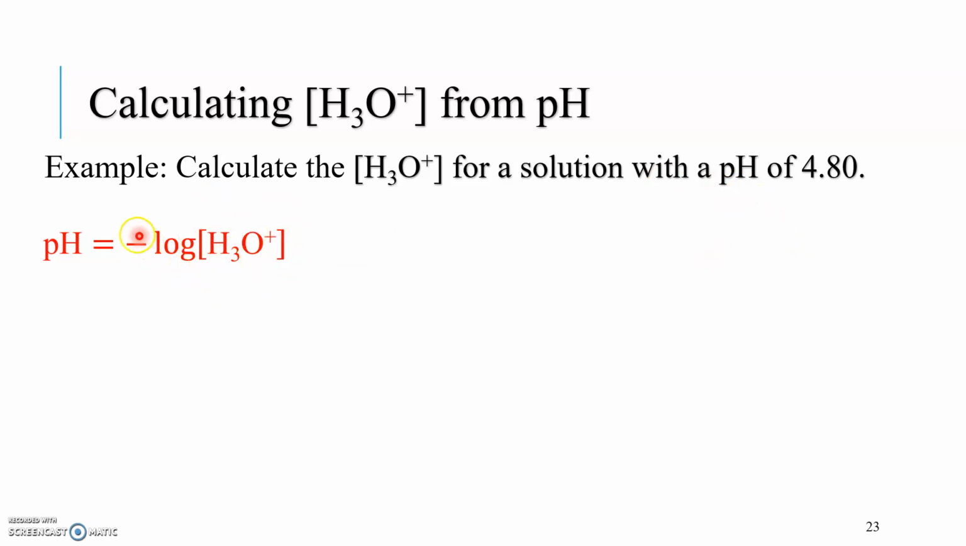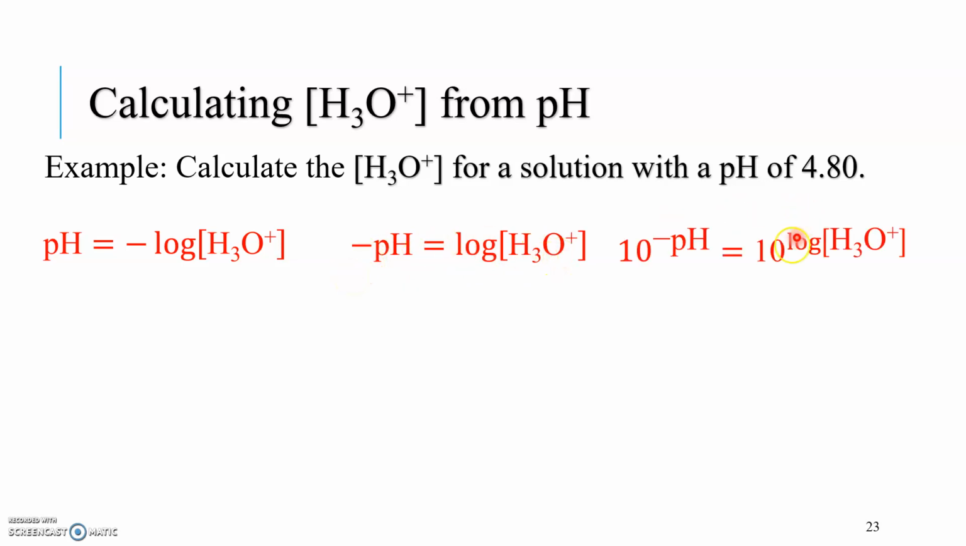First thing I'm going to do is move the negative sign to the pH side. Then to solve for the concentration of H3O plus, I have to take the 10 power of both sides. Once I do that, this side stays 10 to negative pH, but 10 to the log of the concentration of H3O plus will simply become the concentration of H3O plus. So the relation is: the concentration of H3O plus is equal to 10 to negative pH.